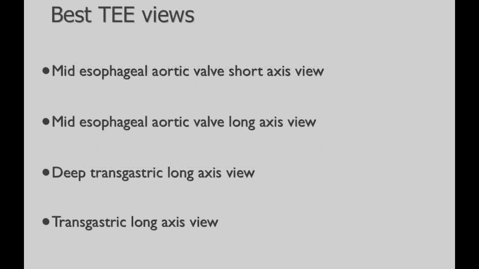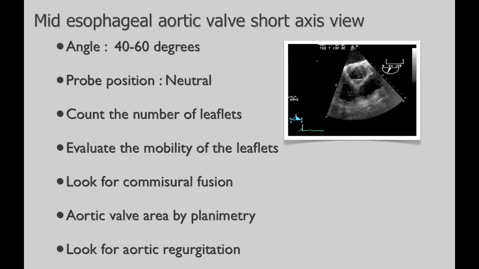The best or optimal TEE views used to assess the aortic valve and ascending aorta are the mid-esophageal aortic valve short axis view, the mid-esophageal aortic valve long axis view, the deep transgastric long axis view, and the transgastric long axis view. We will talk about each of these views in succession.